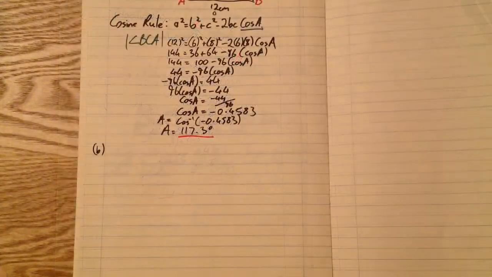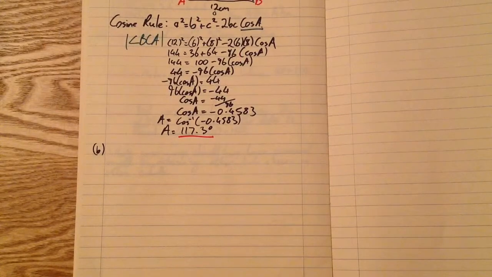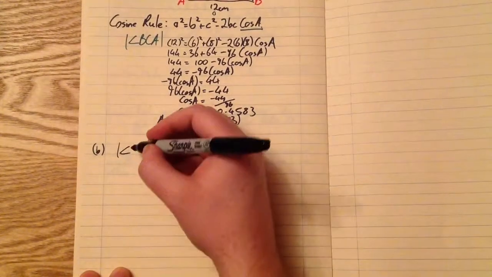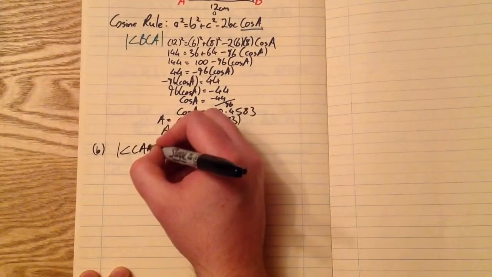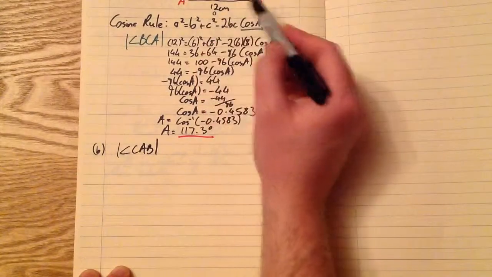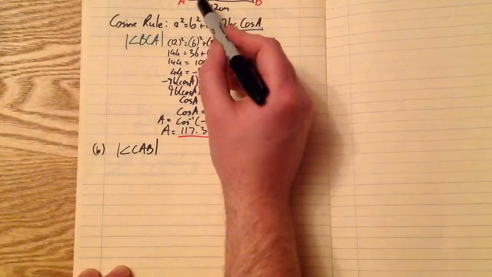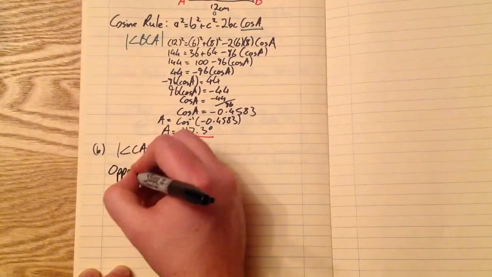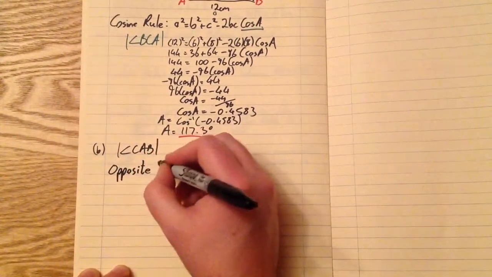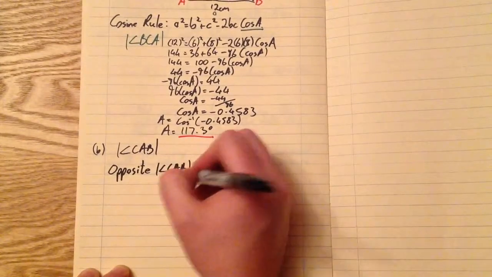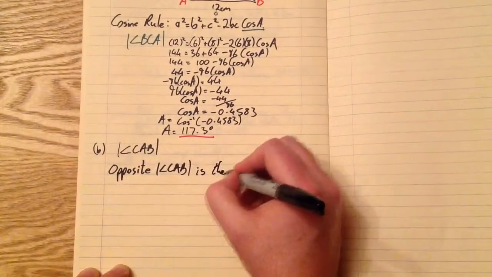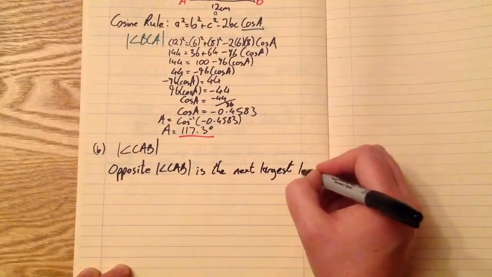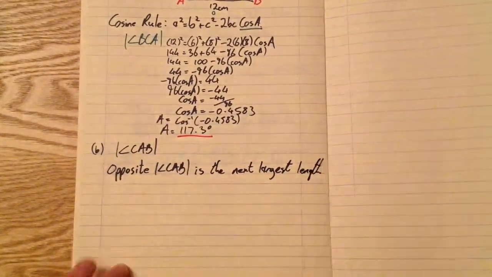Part B says, which is the next largest angle in the triangle ABC, and the answer I give is going to be angle CAB. The reason for that is that opposite that angle is the larger length, therefore the angle must be higher. So opposite angle CAB is the next largest length. Or if you want to get fancy, you could say the next largest vertices.